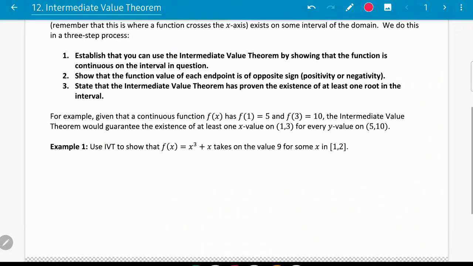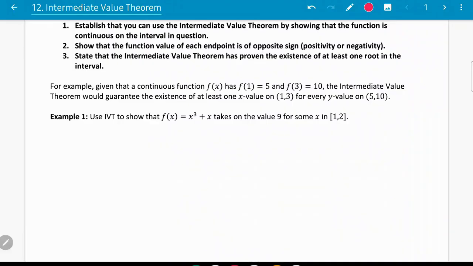interval. So, for example, if we have the continuous function f of x has f of 1 equals 5 and f of 3 equals 10, the intermediate value theorem would guarantee the existence of at least one value between 1 and 3 for every y value from 5 to 10. So let's go ahead and use IVT on example 1.